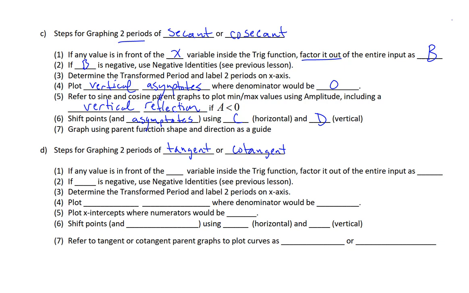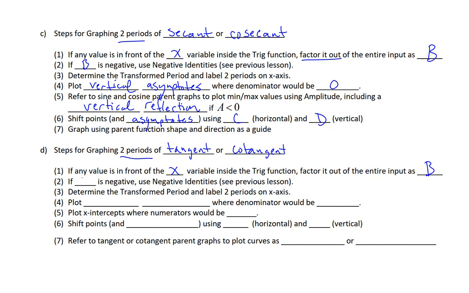So our steps will be as follows for graphing two periods of tangent or cotangent. A lot of similarity in these steps, as we just saw. There's one slight difference that you'll see, which is already evident if you've been paying attention carefully to these parent functions. But let's see here. Step 1, if any value is in front of the x variable inside the trig function, factor it out of the entire input as b.